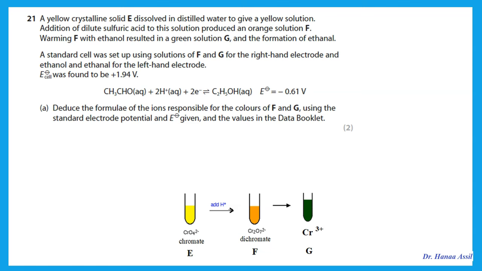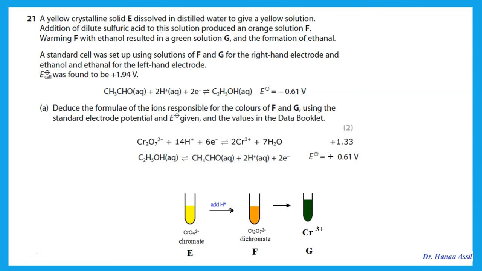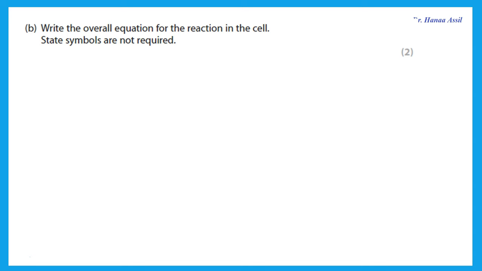The green solution would be the chromium 3+. Now, we look at the data booklet, we find that there is an equation for dichromate going to chromium 3+ with this E cell. Using the other equation we're given, ethanol to ethanal, the overall E cell is plus 1.94, and that was what was given up there, so this is correct.